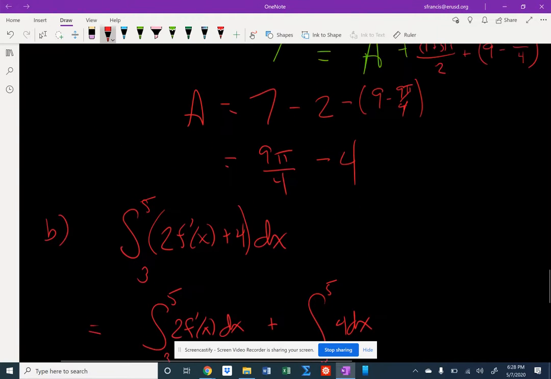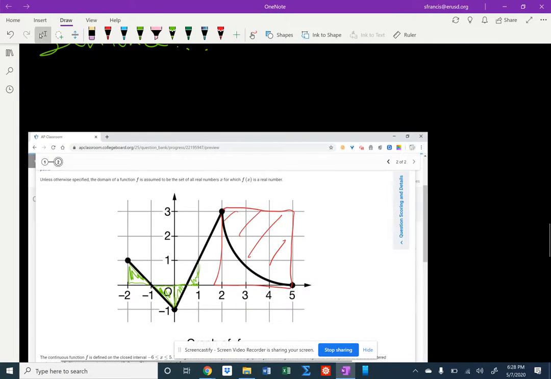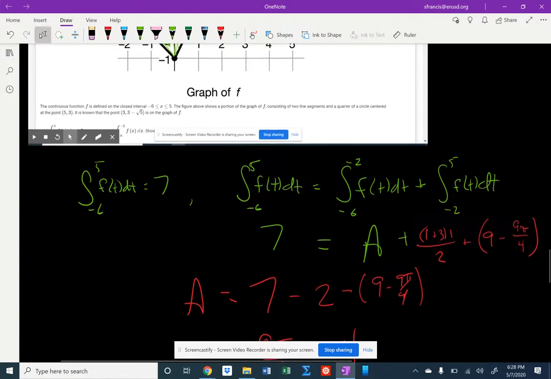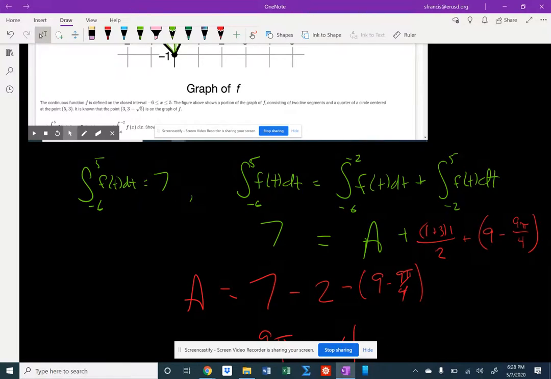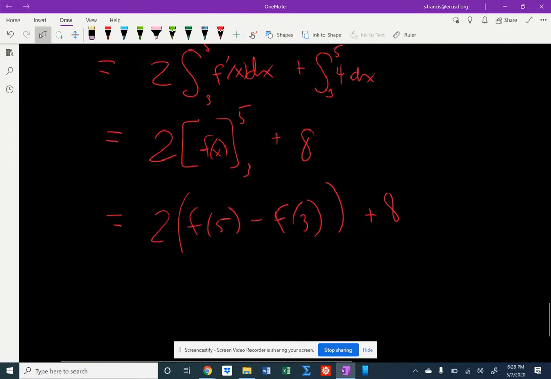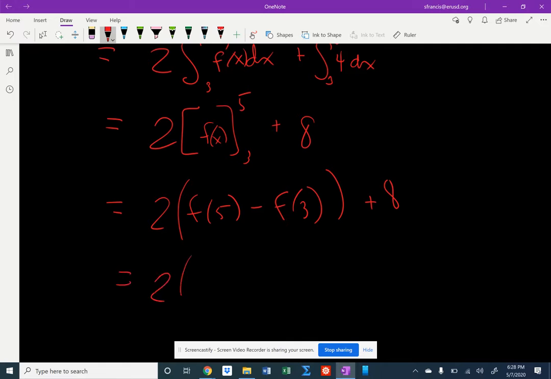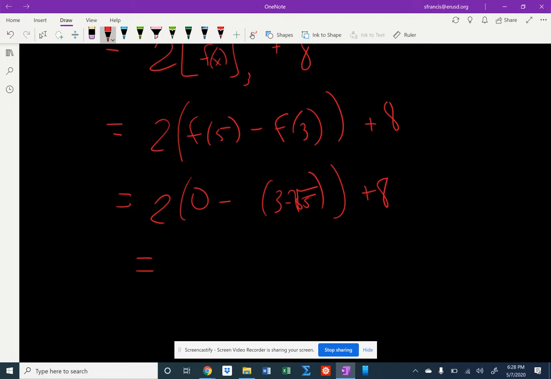And then we've got to go back up to the picture. f of 5 is 0, and f of 3 is, didn't they tell us that? f of 3 is 3 minus root 5. So this is 2 times (0 minus (3 minus root 5)) plus 8. If you distribute the 2 and the minus, you get negative 6 plus 2 root 5 plus 8, or just 2 plus 2 root 5.